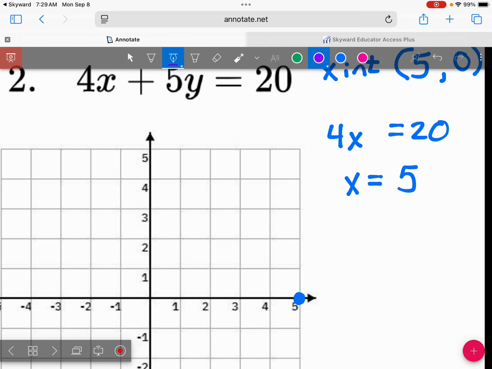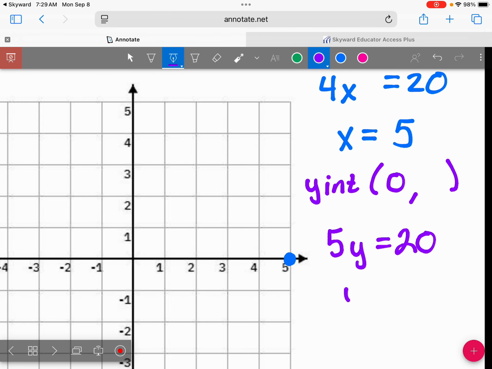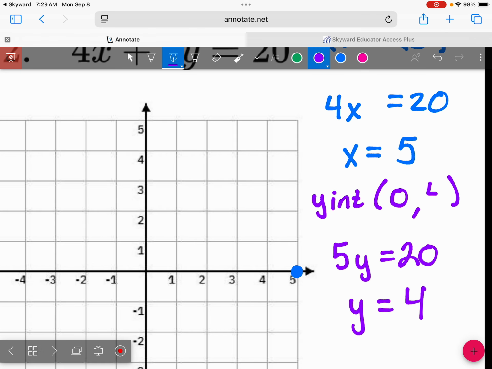Then we can do the same thing for that y-intercept. My y-intercept, this time it's not that I know my y is 0, because I know that my x is going to be 0. That's the definition of my y-intercept. So my y-axis, x is 0. If x is 0, 4 times x is 0. And we just look at the 5y equals 20. So 5y equals 20. So here my y would be 20 divided by 5, which is a positive 4. So my y-intercept is at the point 0, 4.